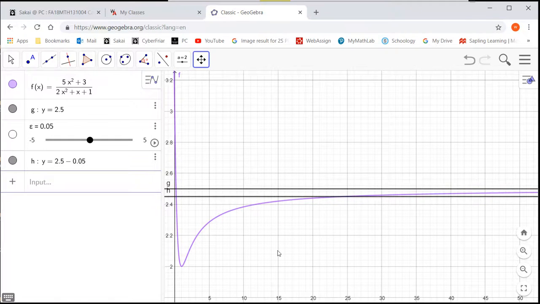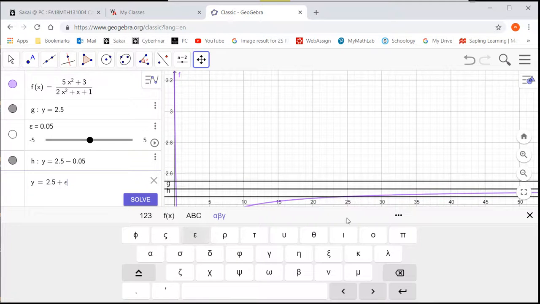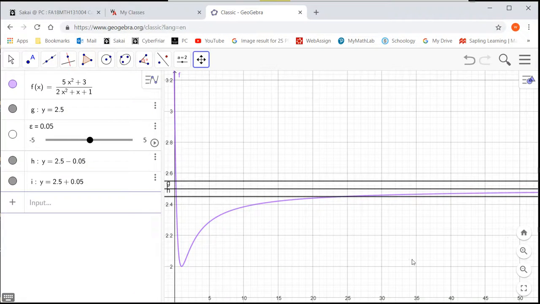You can see that this is 2.5, and this is 2.5 minus epsilon. So we need to go inside here. Maybe I should also do y equals 2.5 plus epsilon. So I'm going to put epsilon there, and it looks like that.